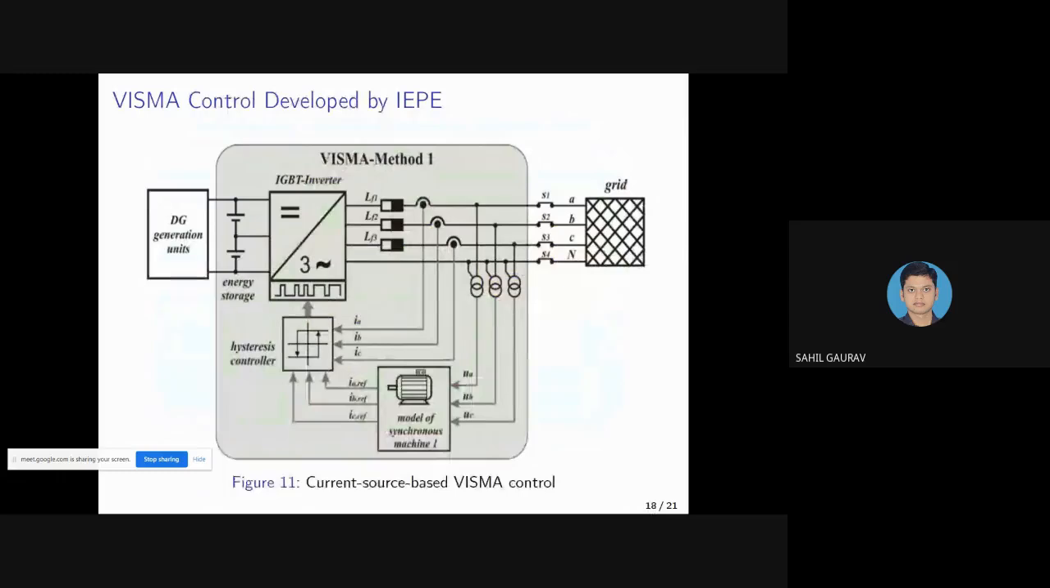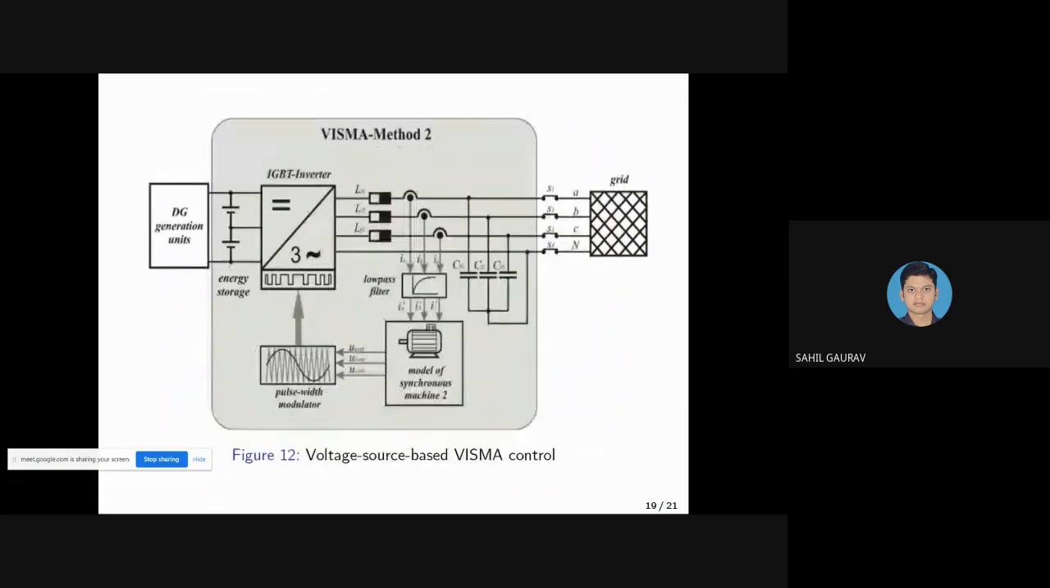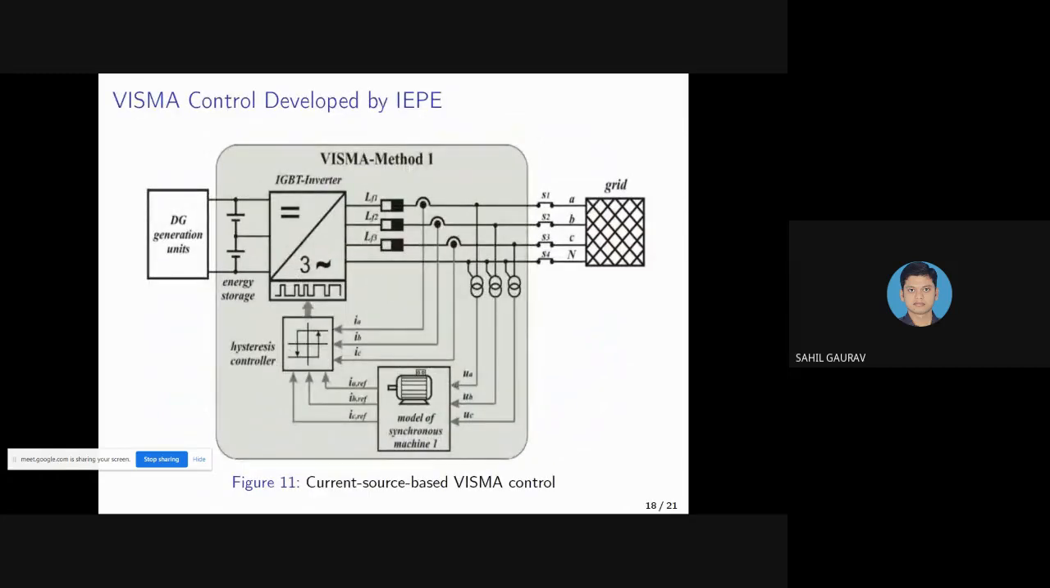Another virtual synchronous generator is named VISMA, the virtual synchronous machine, developed by the Institute of Electrical Power Engineering, Clausthal University of Technology, Germany. In this, two control methods of VISMA are proposed. One is a current source based method and the other is a voltage source based method, shown in figure number 11 and figure number 12. This one is voltage source based VISMA control and this one is current source based VISMA control.